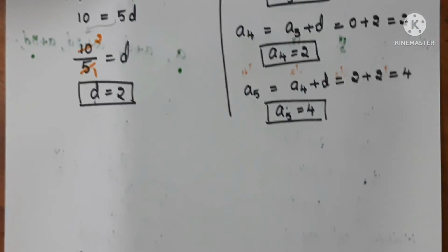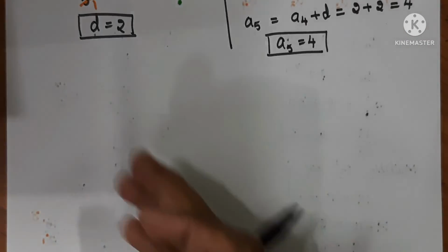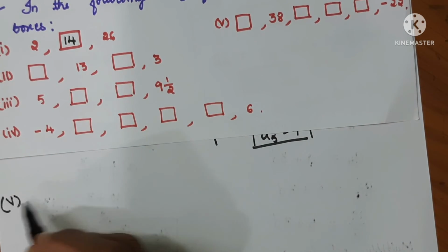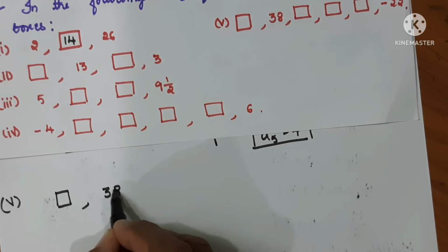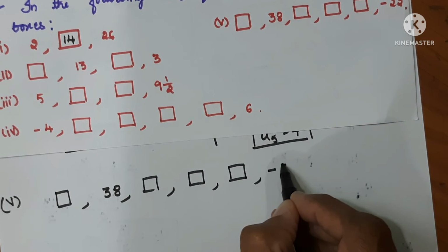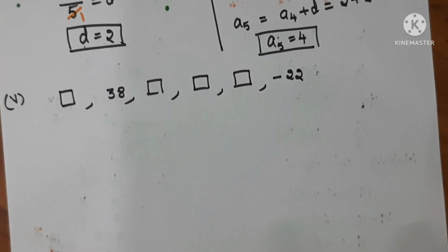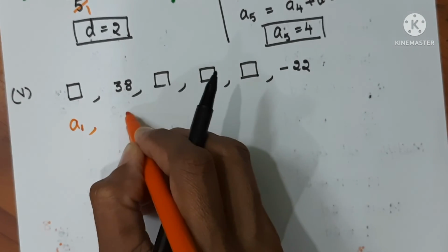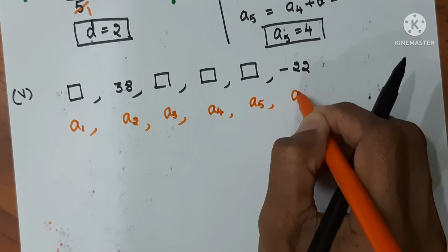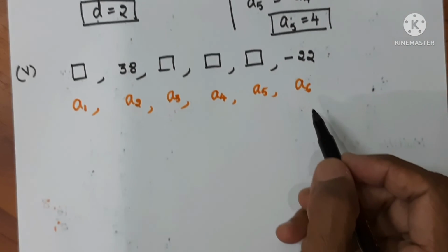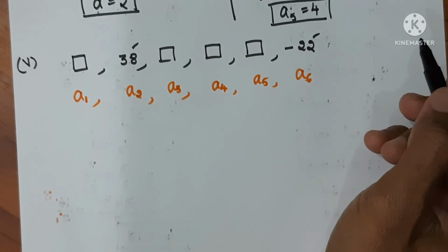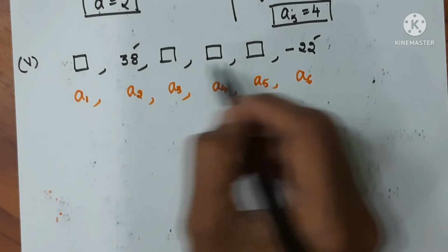Now let us take the fifth question. Here the fifth question is given as: first there is a box, then 38, again a box, one more box, again a box, then minus 22. Here they have given the second term and the sixth term. Here you have to use the elimination method of pair of linear equations. Using the second term and sixth term, let us find the remaining values.